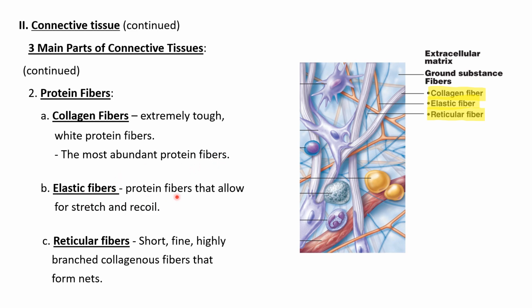Then there's elastic fibers, and these are protein fibers that allow for stretch and recoil. So right here, the elastic fibers here. And then reticular fibers are short, fine, highly branched collagenous fibers that form nets. So the little bitty fine ones here, I think of them like a little 3D hairnet. Those are reticular fibers.